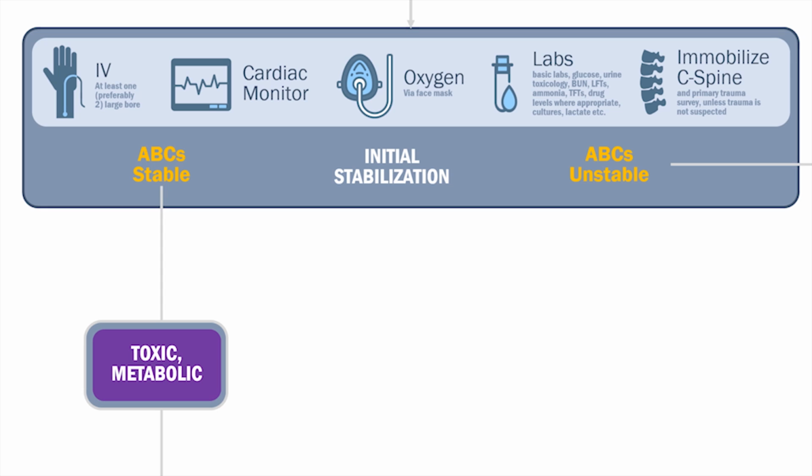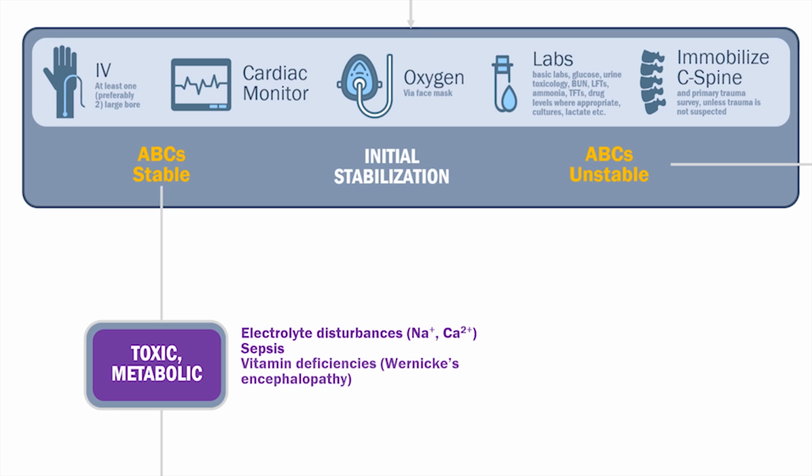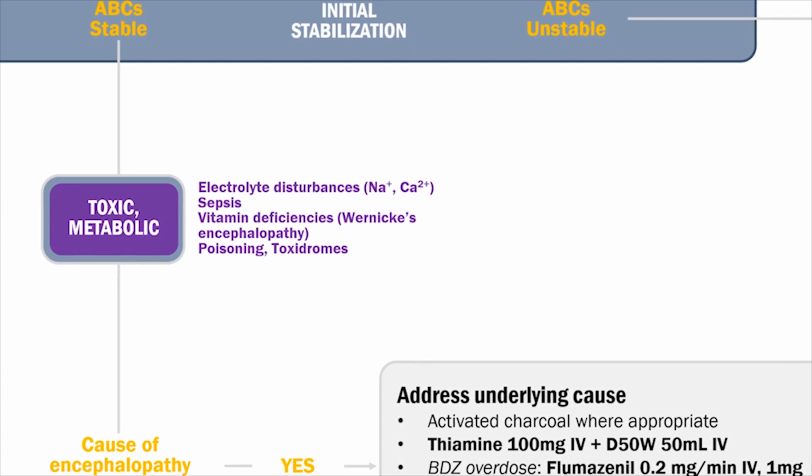So why do we send all these labs? Well, toxic and metabolic causes for the acute confusional state are far more common than other causes. So first things first, let's fix any electrolyte issues, especially sodium and calcium. Consider sepsis, vitamin deficiencies, especially thiamine, and any kind of poisoning.